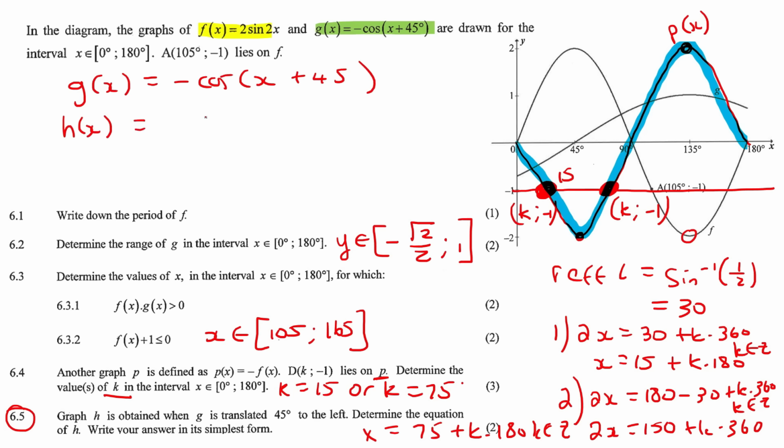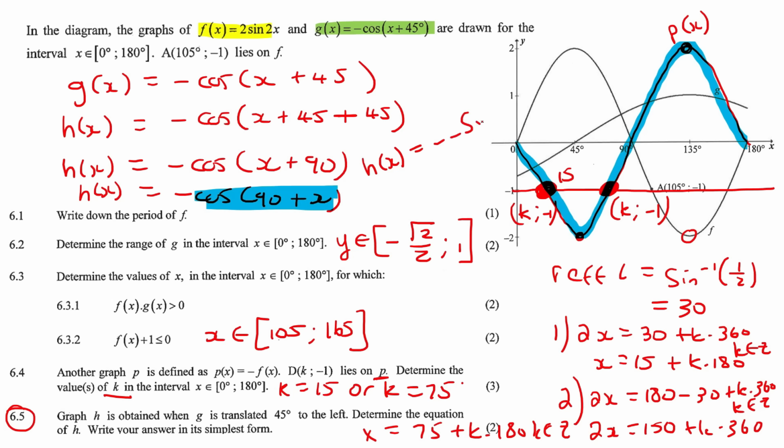Because when you add, order doesn't matter. Now you need to know or identify that this is a cofunction, and that cofunction becomes negative sin x, but we already have a negative there. So we're going to get h of x is equal to negative negative sin x, and so it actually just becomes positive sin x.